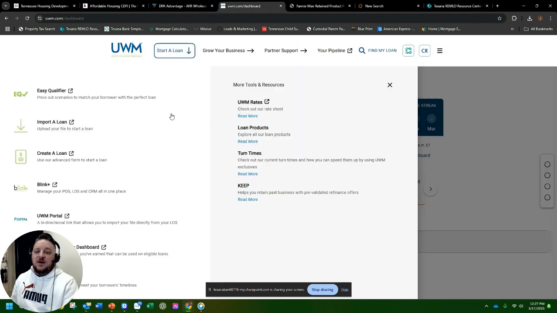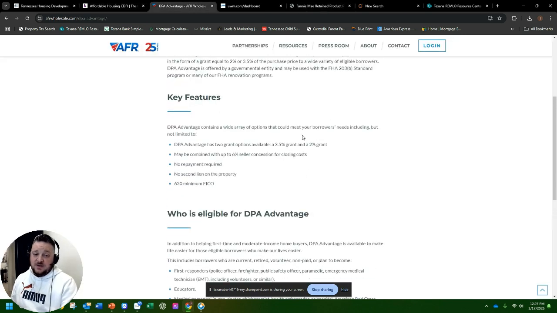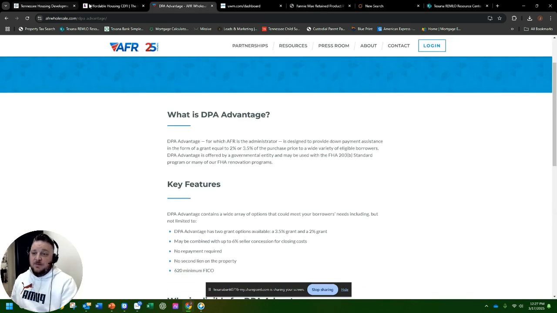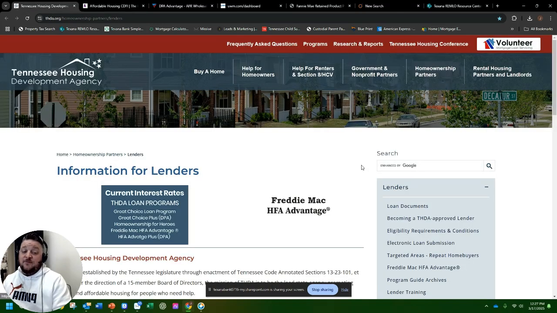And then you also have lender-specific ones at UWM that is a repayment, and 11 Mortgage has one that's a repayment program, and it goes down to a 600, which is better than AFR's, which goes only down to a 620, and even better than Affordables and THDA, which is 640.